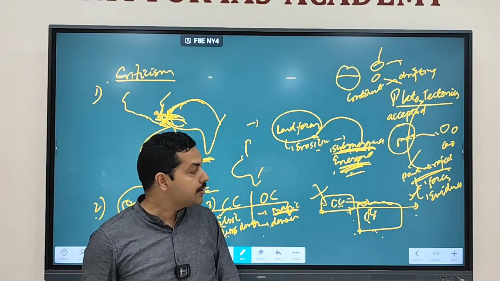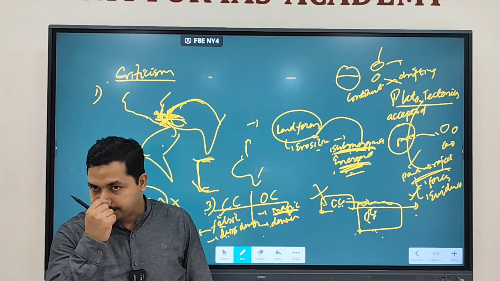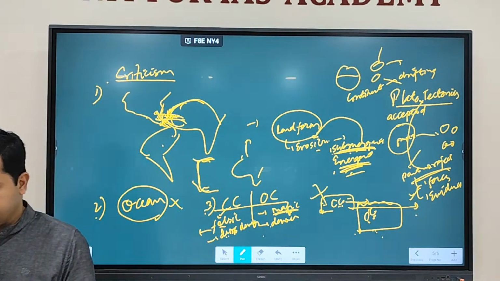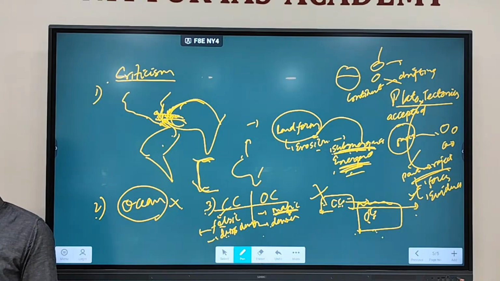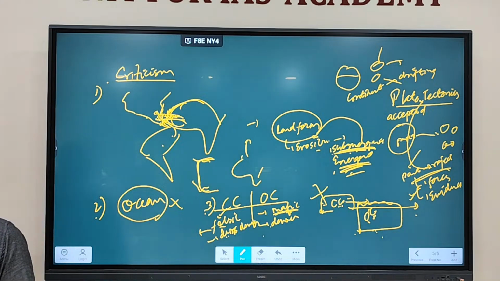Okay, this is why the drifting theory has been rejected. Clear? Any doubt regarding this one? Yes. So continental crust is less dense than oceanic crust. But when we talk about the African Valley, the plate is very light. So crust and plate are different.